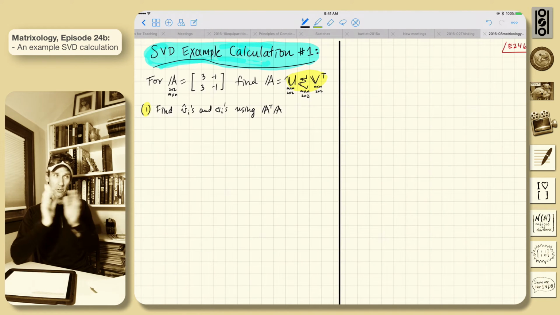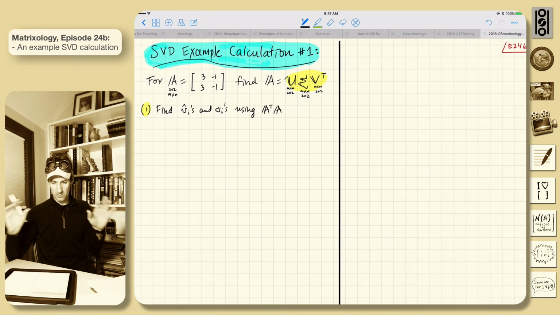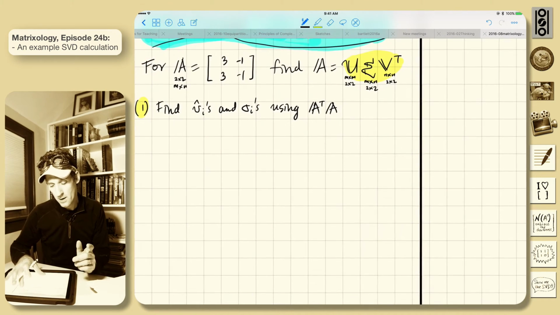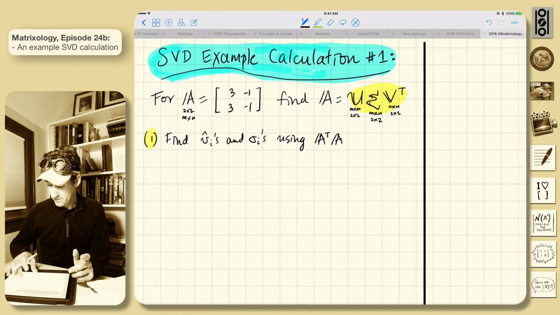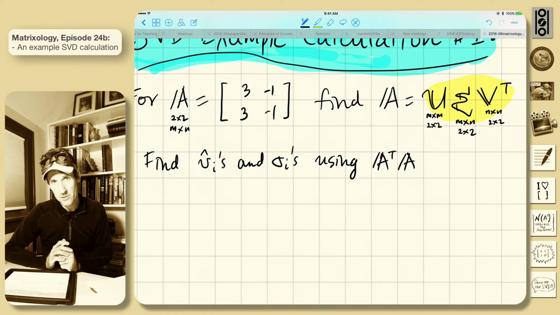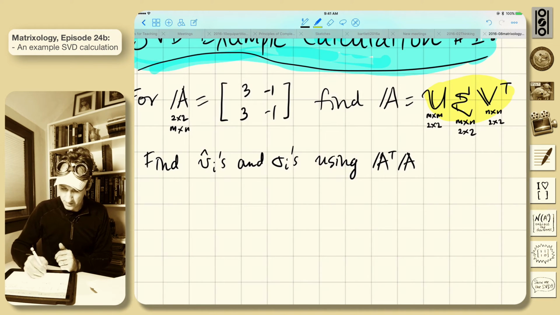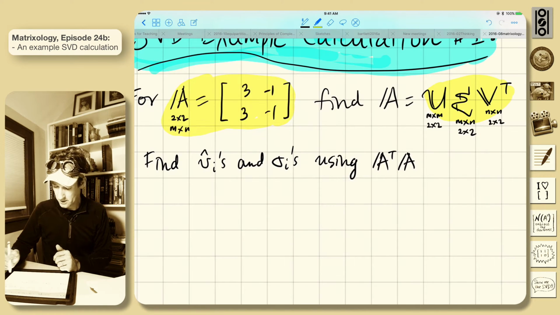Let us compute. We are now going to work on two SVD calculations. I'll separate them out into two pieces. The first one is a very simple matrix. It's a 2 by 2, so M is 2, N is 2. We really could have made those more separate in sound, but we did not.